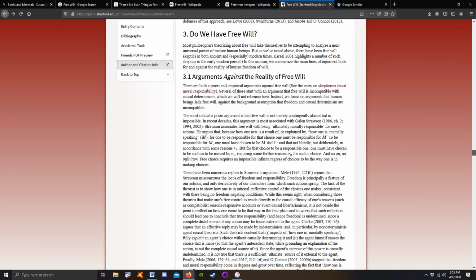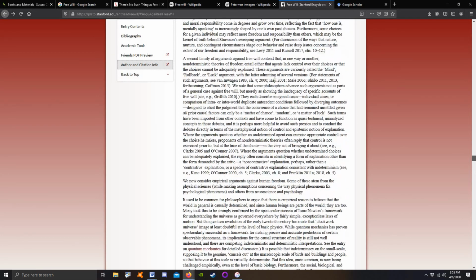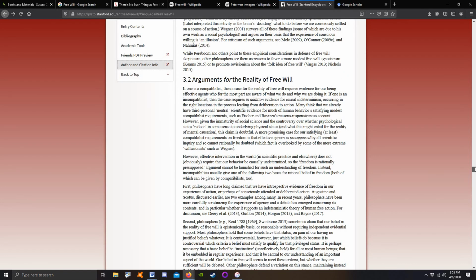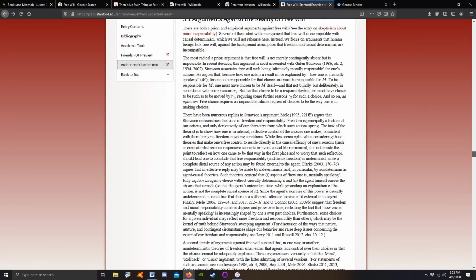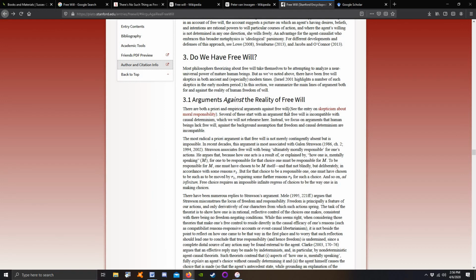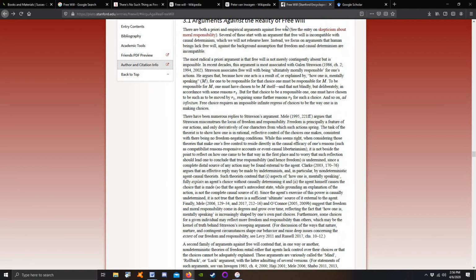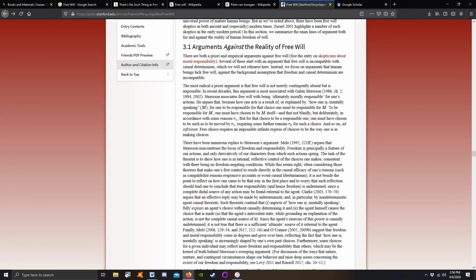You will also see, do we have free will? Arguments against the reality of free will, arguments for the reality of free will. Already you will have a decent synopsis here of the positions against and for free will. But even more than that, if you dig just a little bit deeper, here we have arguments against the reality of free will. The first line, the most radical a priori argument, is that free will is not merely contingently absent, but is impossible. In recent decades, this argument is most associated with Galen Strawson. We have a name. We have the guy who represents this position in the contemporary discussion.